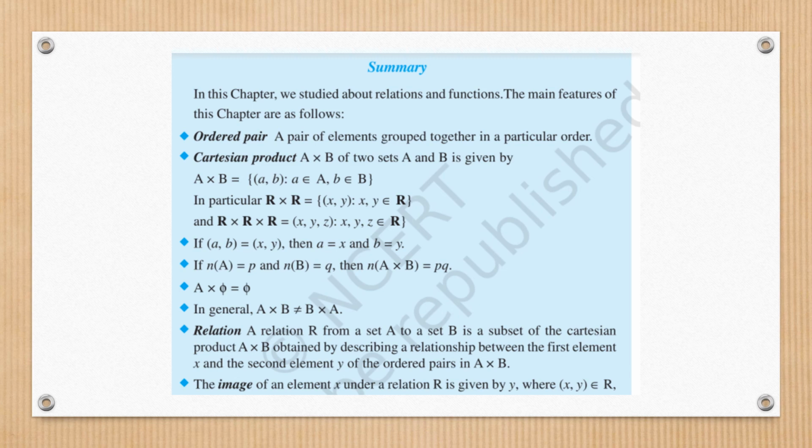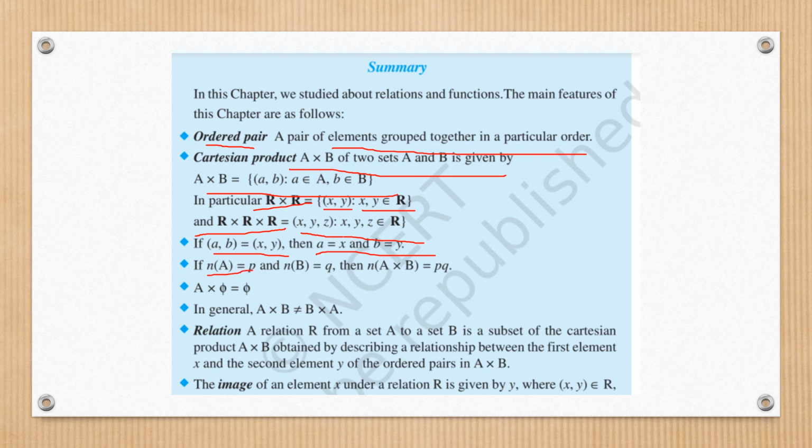Now the summary of what we studied in this chapter. Let us revise. What was an ordered pair? A pair of elements grouped together in a particular order. Cartesian product A cross B for two sets is the set of ordered pairs (a, b) where a belongs to A and b belongs to B. Similarly, R cross R is the ordered pairs (x, y) where x and y are both real numbers, and the ordered triplet R cross R cross R is (x, y, z) where x, y, z all belong to R. Two ordered pairs (a, b) and (x, y) will be equal if first equals first and second equals second, that is a equals x and b equals y.